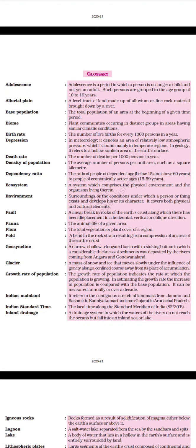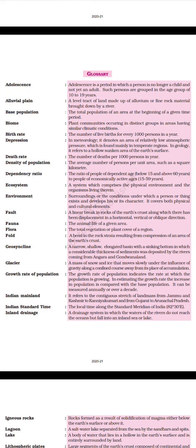Fault, a linear break in rocks of the earth's crust along which there has been displacement in a horizontal, vertical, or oblique direction. Fauna, the animal life of a given area. Flora, the total vegetation or plant cover of a region. Fold, a bend in the rock strata resulting from compression of an area of the earth's crust.